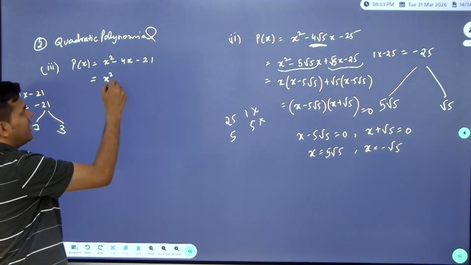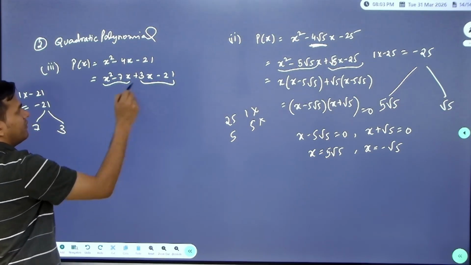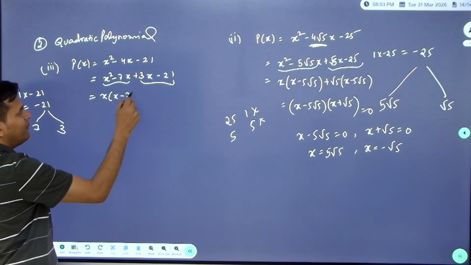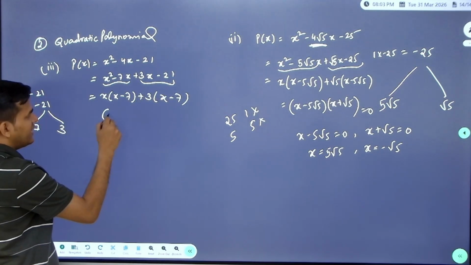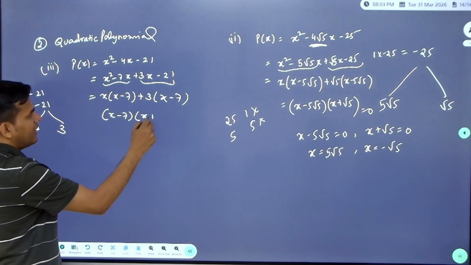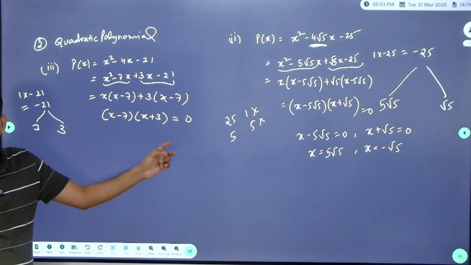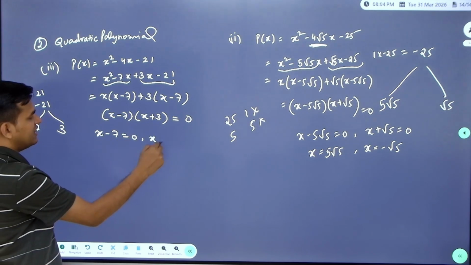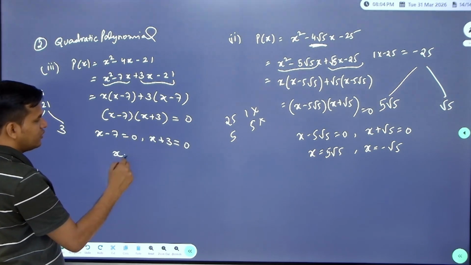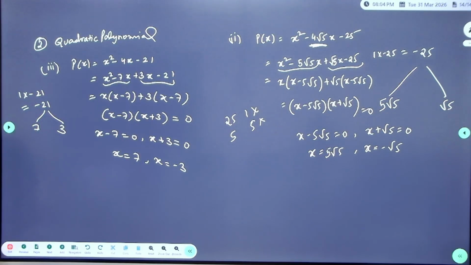x square minus 7x plus 3x minus 21. Now use grouping. So x into x minus 7 plus 3 into x minus 7. So we can write this as x minus 7 into x plus 3 is equal to 0, because we are finding zeros, that's why we are making it equal to 0. So x minus 7 is equal to 0, comma, x plus 3 is equal to 0. We'll get x equal to 7, comma, x equal to minus 3. Got it?